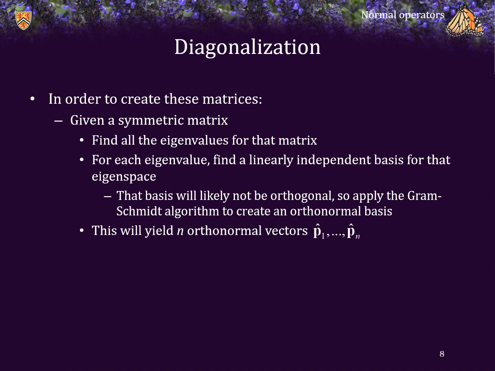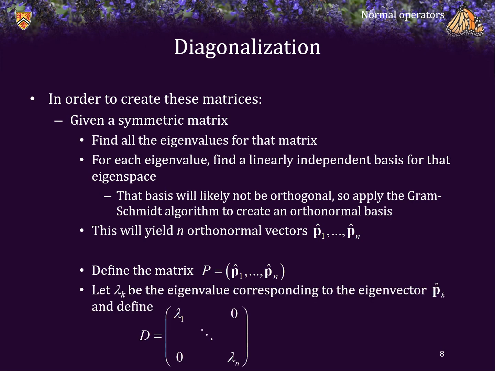This is going to create n orthonormal vectors P1 through Pn. From this, we will define the orthogonal matrix P. From this, we can let lambda k be the eigenvalue corresponding to the eigenvector P sub k, and define the diagonal matrix to be the diagonal matrix of these n eigenvalues, some of which may be repeated.